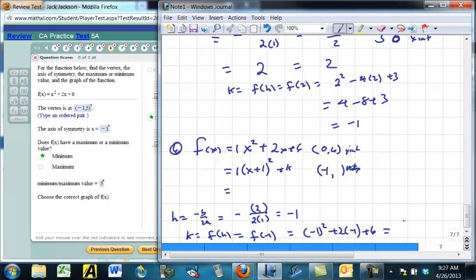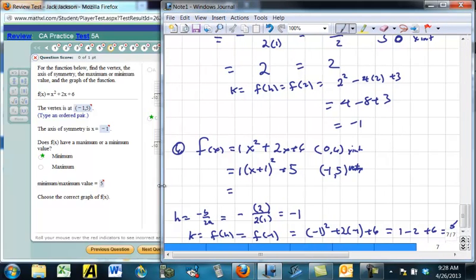1 squared is 1. 2 times negative 1 is negative 2. That's 6. 6 plus 1 is 7 minus 2 is 5. So 5 goes right there and right here, so that negative 1, 5 is the vertex. I believe that's the first question they asked.